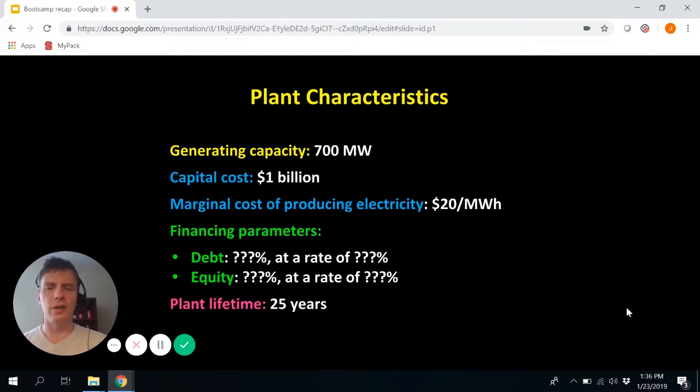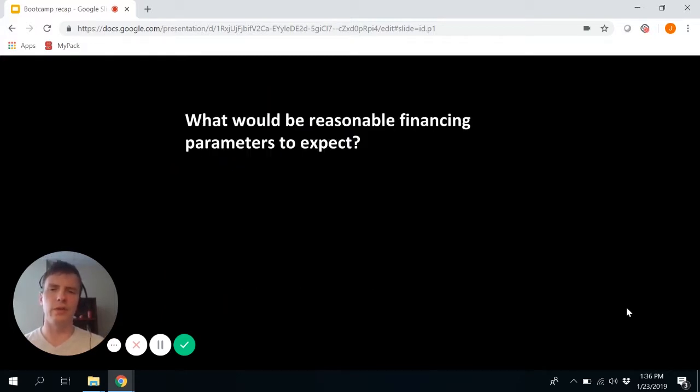Let's talk a little bit about what reasonable values for these financing parameters would be. We talked in the lecture about project finance, about the differences between debt and equity financing and the trade-off between those. And the main takeaway message there was that interest rates on debt tend to be lower.